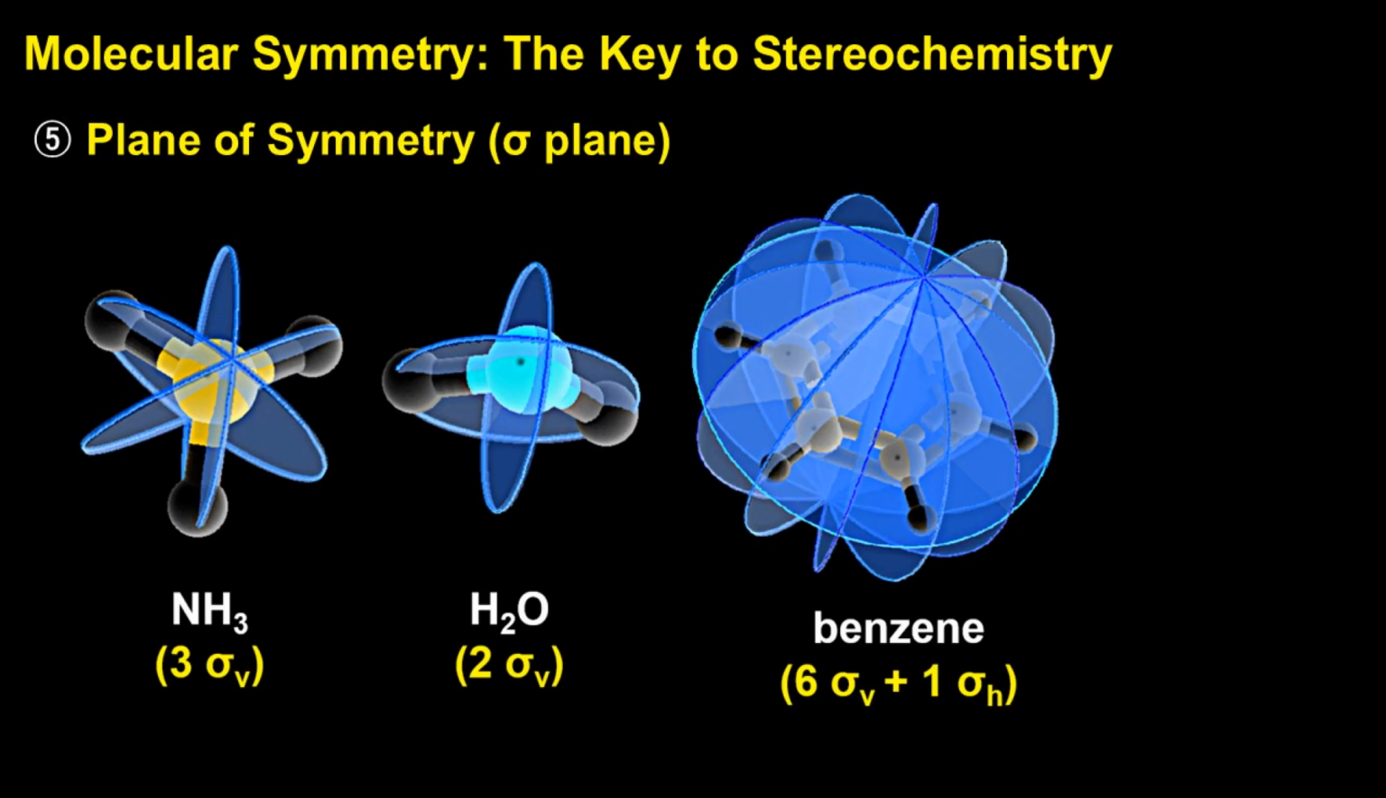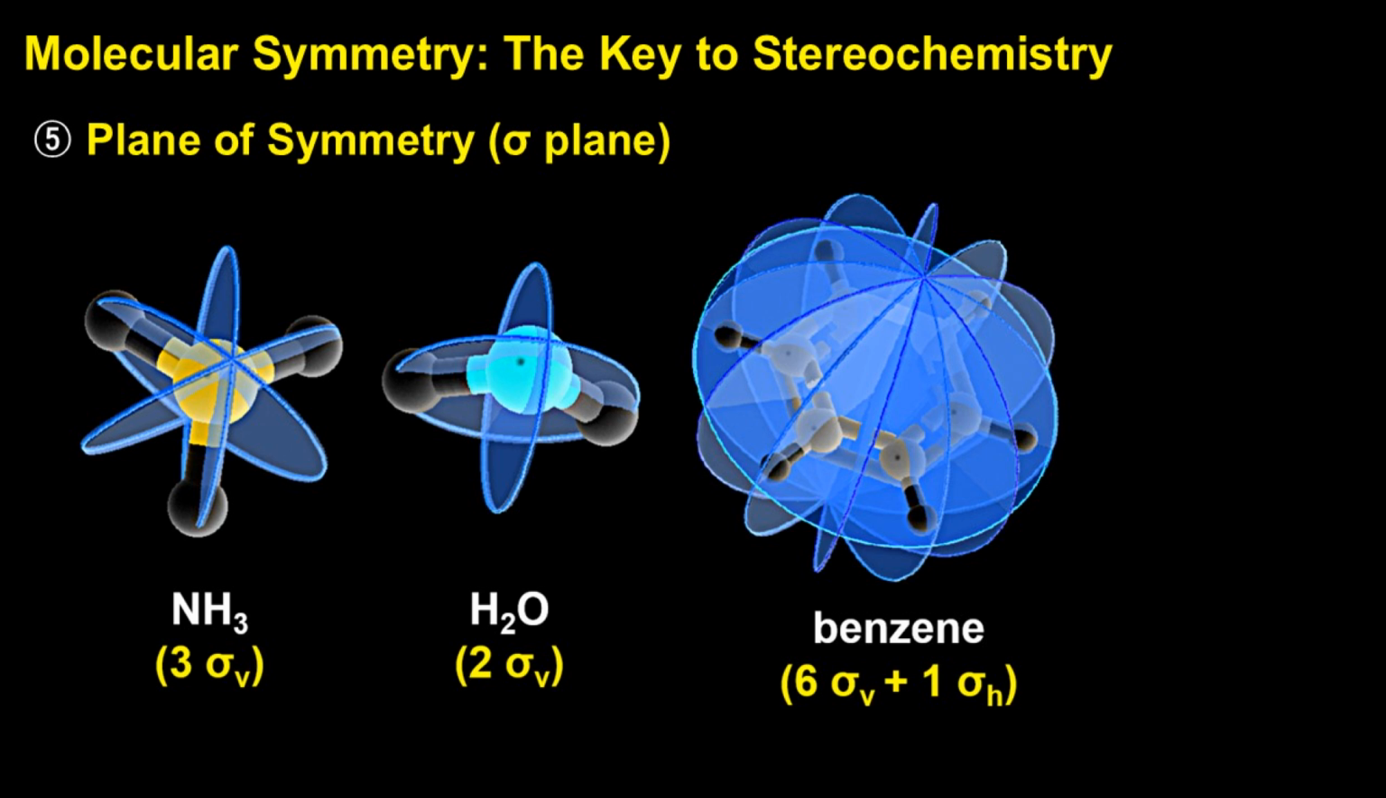Now, let's move on to water. Water has a bent geometry, with oxygen at the center and 2 hydrogen atoms attached. It has 2 vertical symmetry planes, sigma V. One plane passes through both hydrogens and the oxygen, while the other plane is perpendicular to it. Just like ammonia, water doesn't have a horizontal symmetry plane, sigma H, either. That's because there's no clear symmetrical top and bottom half.